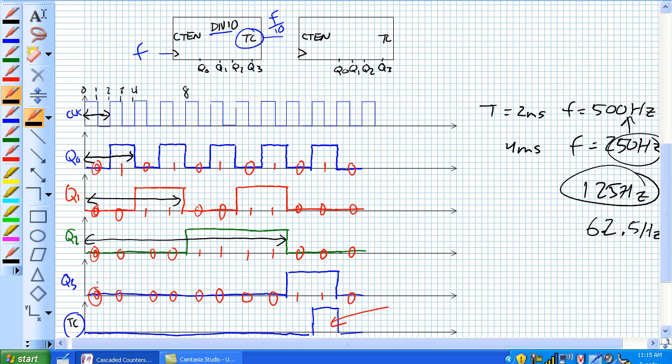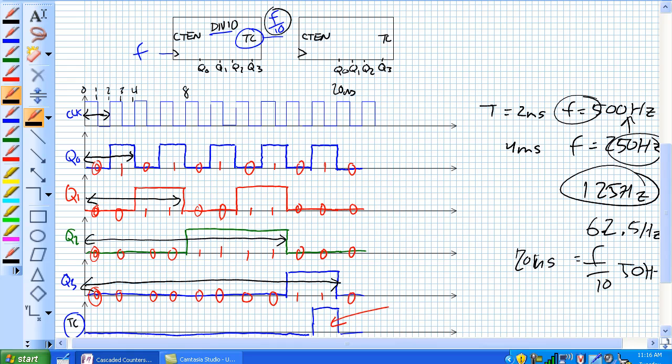Normally, if it was a modulus 16 counter, it'd be half of that, 31.25, but we're not. It's a decade counter, so what is this period right there? If you do the math, I think it's 20 milliseconds right there. So in effect, what you're doing is F divided by 10, as we previously discussed up here. You're getting 50 hertz.